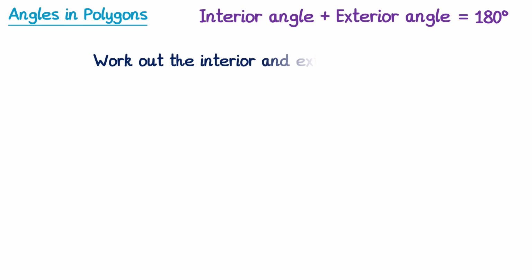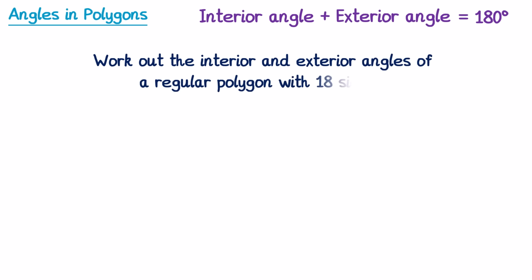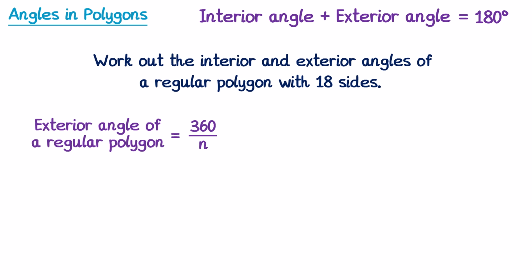For example, if we are asked to work out both the interior and exterior angles of a regular polygon with 18 sides. Well, the exterior is easy to work out. We just do 360 divided by n, where n is the number of sides, so in this case 18. So for the exterior angle, 360 divided by 18 gives you 20 degrees. So the exterior angle is very quick to find.